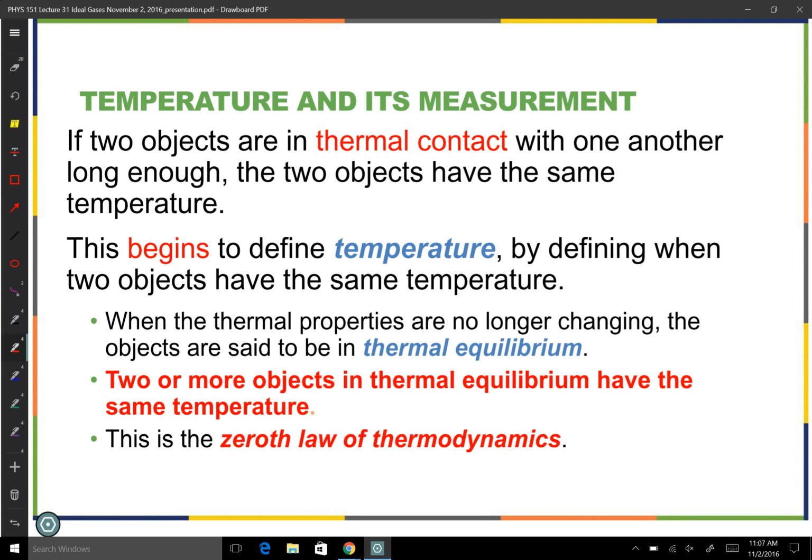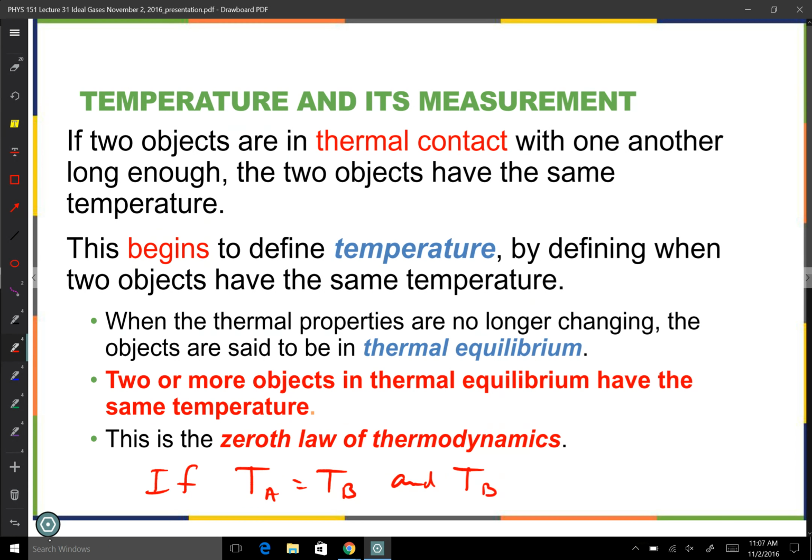So the 0th law of thermodynamics says, if object A is in thermal equilibrium with object B, and object B is in thermal equilibrium with object C, then object A is in thermal equilibrium with object C. Now, writing that mathematically, that's saying if temperature A equals temperature B, because that's what it means for them to be in thermal equilibrium, and temperature B equals temperature C, then the truly preposterous temperature A equals temperature C.